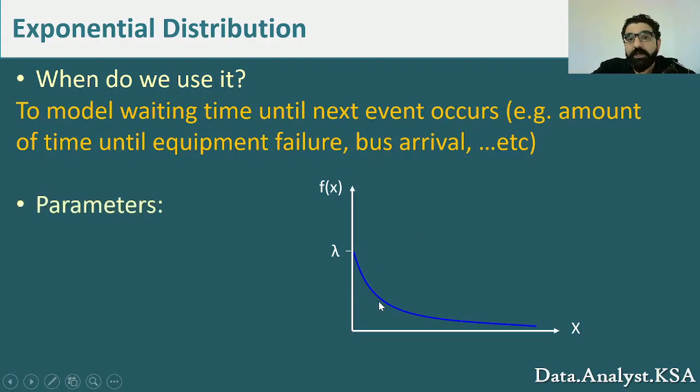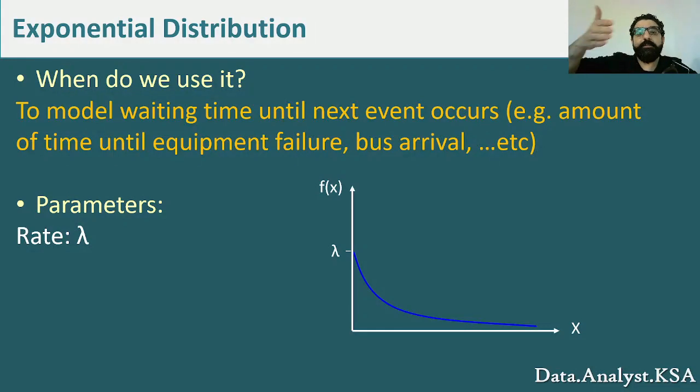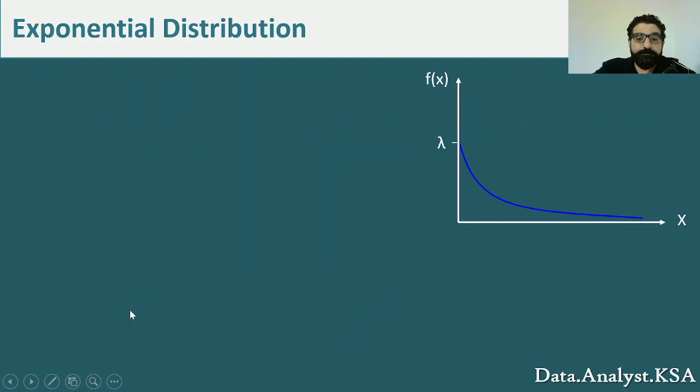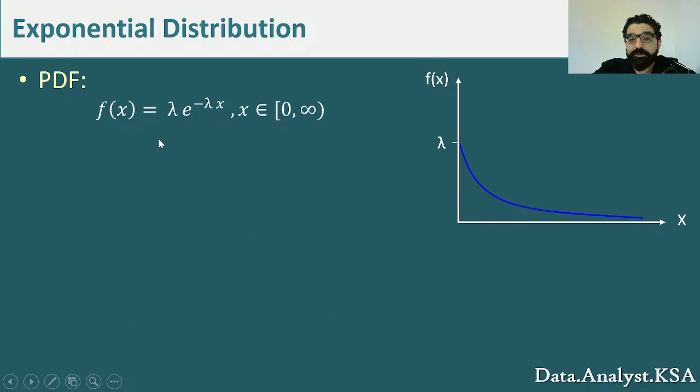So how to model an exponential distribution? I only need to know the rate. So if I know the rate of how much time I expect to be waiting at a point of 0, I will be able to model the time at any given point. How is it noted? It's X, random variable, tilde, Expo for exponential, and my rate, lambda. Its PDF looks like this.